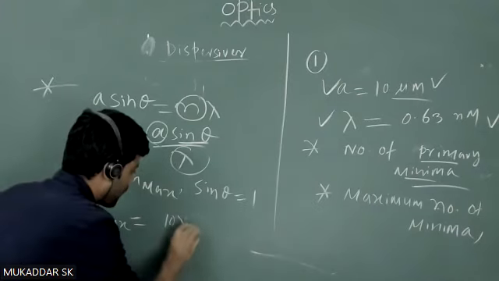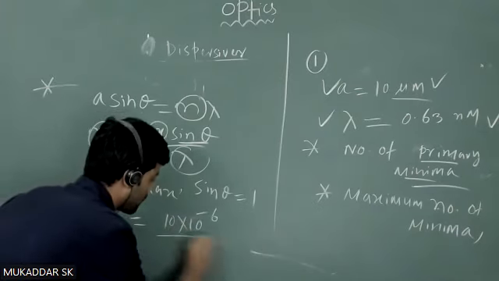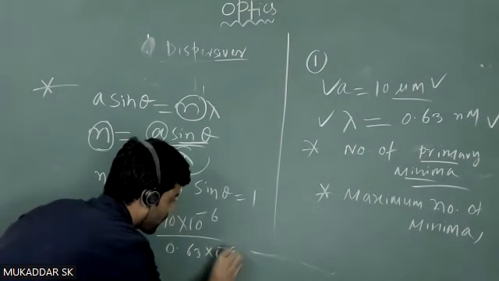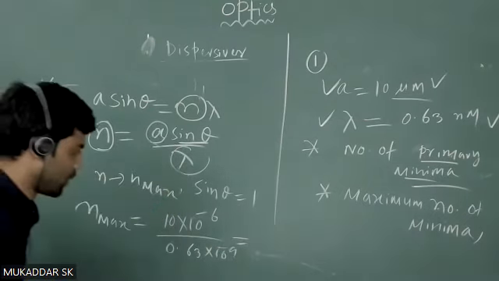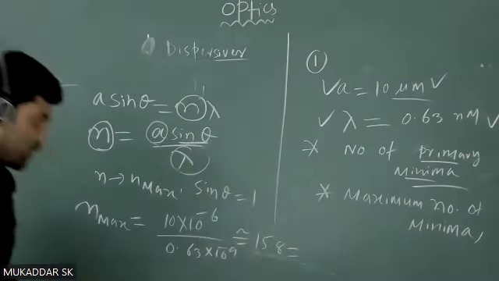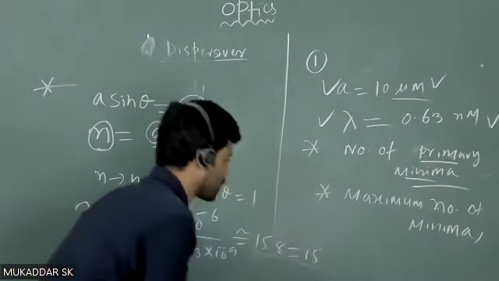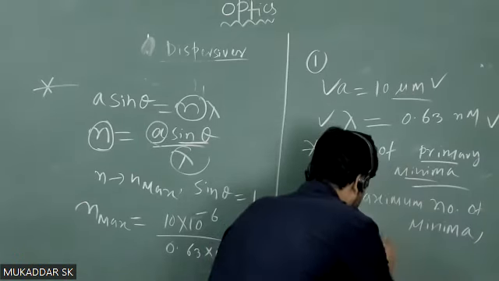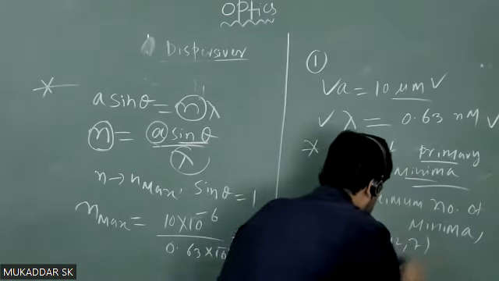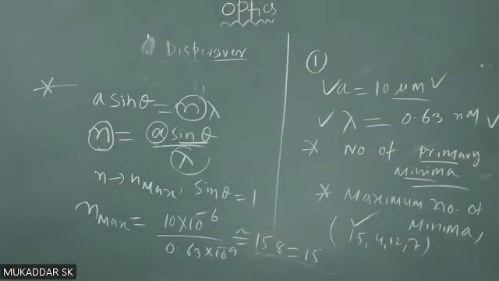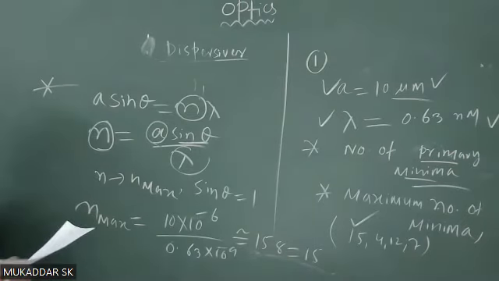A is given as 10 micrometer, meaning 10 into 10 to the power minus 6 meter, divided by lambda, 0.63 nanometer, so it will be 10 to the power minus 9 meter. If you calculate this value, you will get around 15.8. Okay, so I can write 15, because the options given were 15, 4, 12, 7. So the correct option will be what? 15.